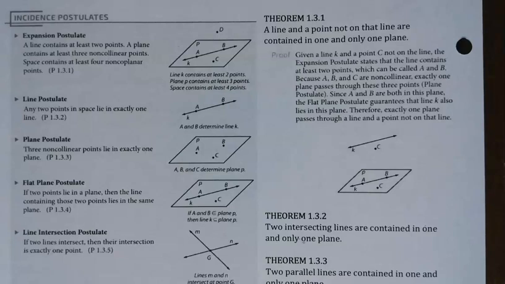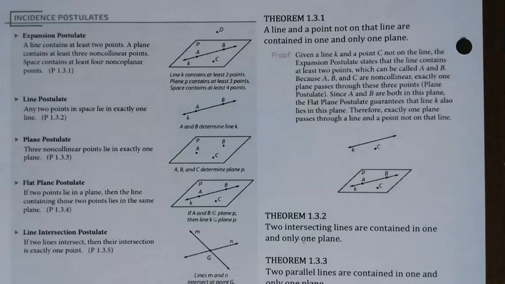All right, so on the back, we just have some things that are listed here for you with some examples. So our first postulates that we're going to learn are called incidence postulates. Okay, so the first one is an expansion postulate. It says a line contains at least 2 points. A plane contains at least 3 non-collinear points, and space contains at least 4 non-coplanar points.